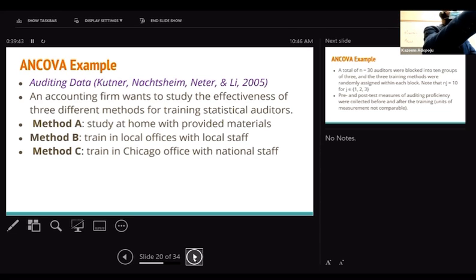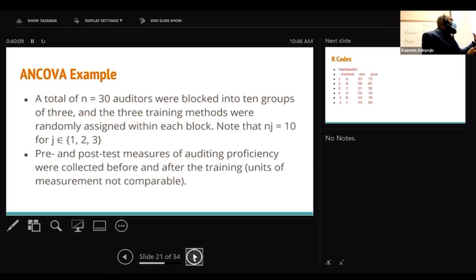You know what we want to do? They basically want to compare the effectiveness. They want to see whether these 3 methods are the same. When the staff get trained at home with materials provided, compared with a staff that get trained in a local office, compared with a staff that get trained in a national office. Now, let me tell you this. You know what we have done?